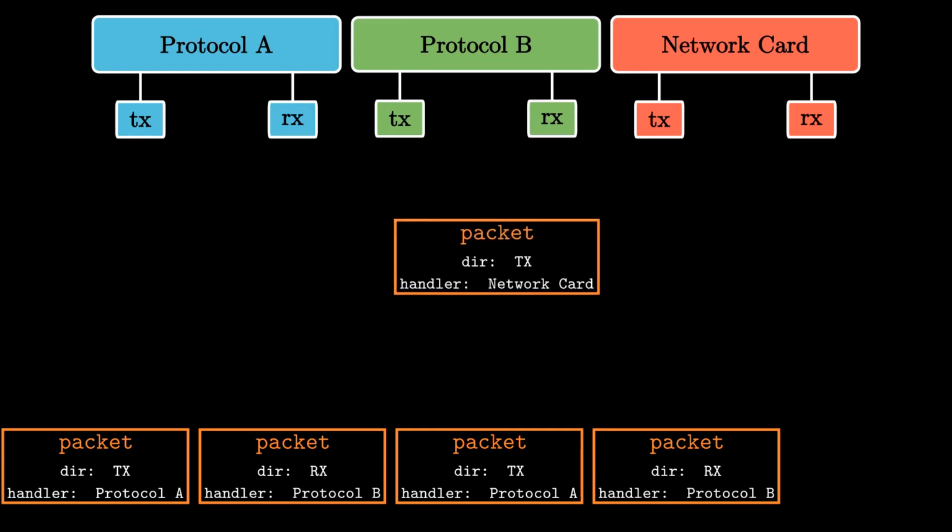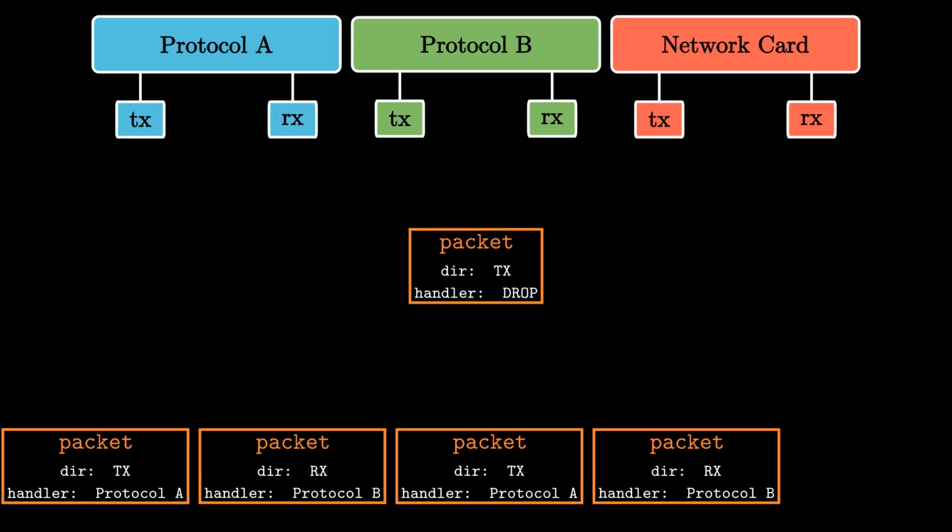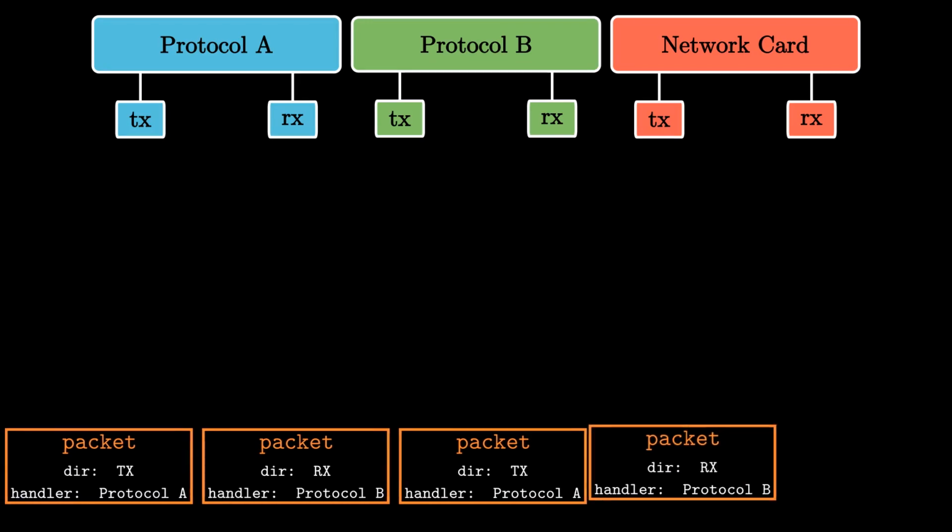When the packet is passed to the network card, all the data is gathered and transmitted. At this point, the packet is no longer needed, and we set the handler to a special value that we call drop. When the protocol stack processes a packet whose handler is drop, it simply destroys that particular packet and all associated buffers.